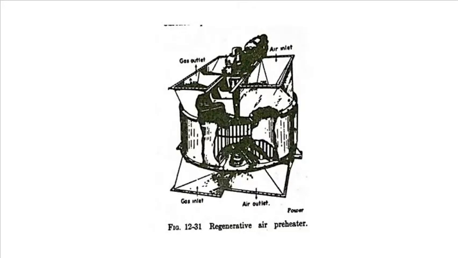So this figure shows the regenerative air preheater. It has a gas outlet here, air inlet. So this is where the air flows, and this is where the air goes out. It also has a gas inlet here and the air outlet below.